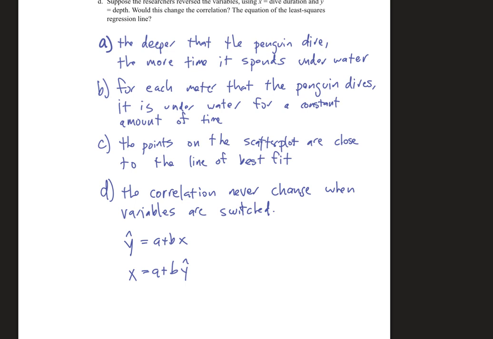And just so you know, the slope would end up being the reciprocal, and the y-intercept would be something else. You could actually solve this for y. So y hat equals x minus a, subtract a from both sides, and then y hat would equal 1 over b times x minus a over b. So that would be the new y-intercept, negative a over b, and the new slope would be 1 over b. So both would change.